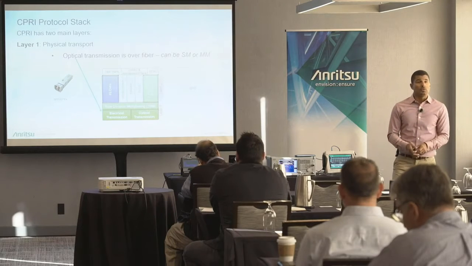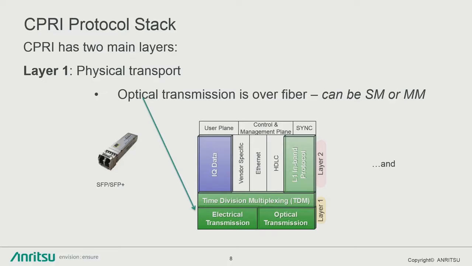CPRI consisted of basically two layers. The first layer is the physical layer, the physical transport. You've seen CPRI going optically over an SFP or SFP+ interface. That's the pluggable optic that would be plugged into the baseband unit, and the other pluggable optic would be plugged into the remote radio head. Then the fiber would connect the two together over the tower, over distance, depending on if you're doing a CRAN hub. That's either an electrical or optical transmission, and it can be either single mode or multi-mode fiber, depending on the distance and the bandwidth required to transport that CPRI.